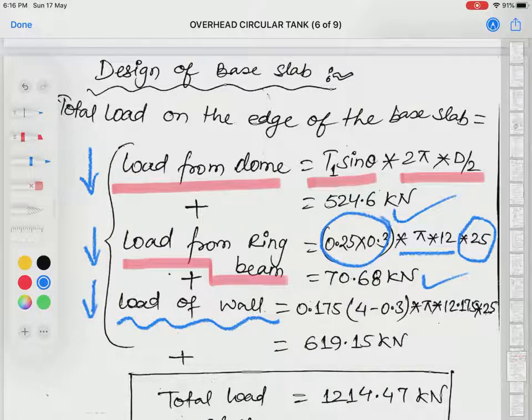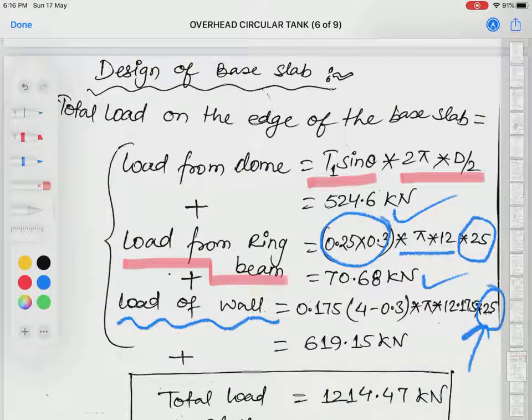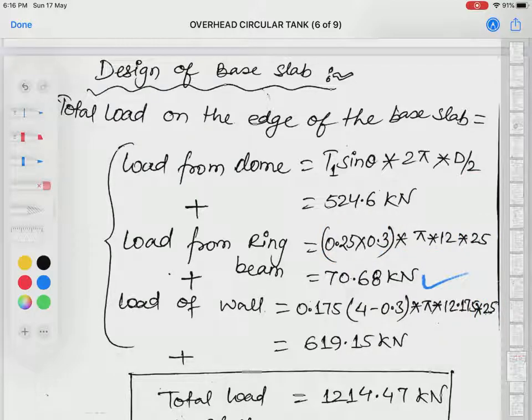Self weight of the tank wall can be calculated again by multiplying the volume of the concrete with the density of concrete. So this is the density of concrete, 25 kilonewton per meter cube. And how can this be calculated? The volume of concrete will be the area of cross section multiplied by total circumferential length. So let me show you by a simple diagram.